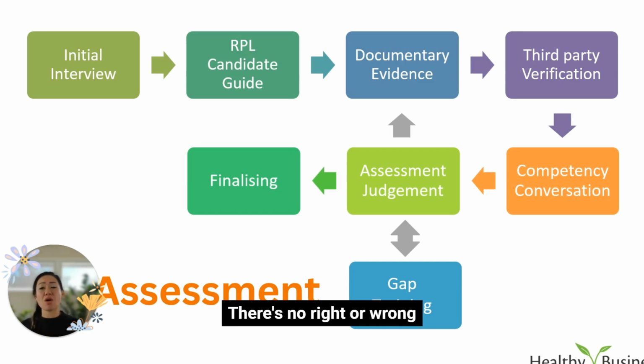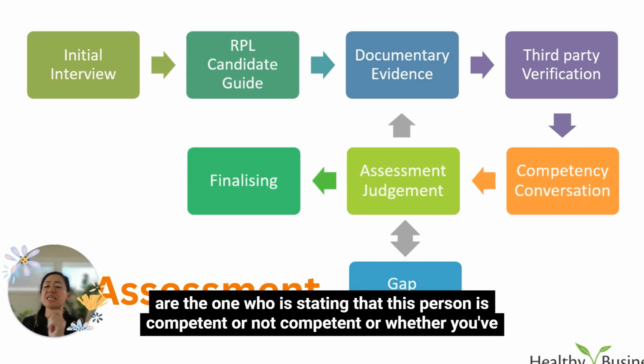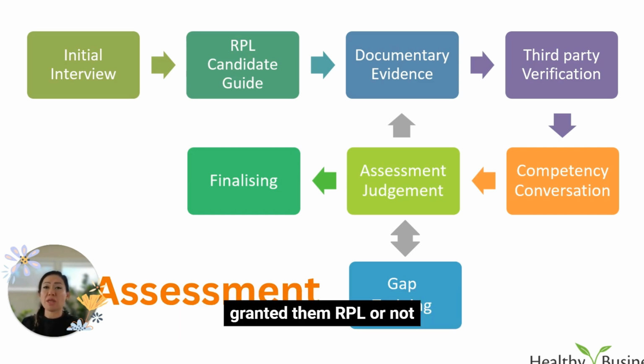There's no right or wrong, but one thing I know for sure is you, as the assessor, need to put your name to it, because you are the one who is stating that this person is competent or not competent, or whether you've granted them RPL or not. So having your name on that, you are responsible for this candidate.